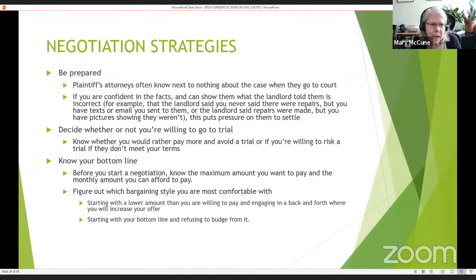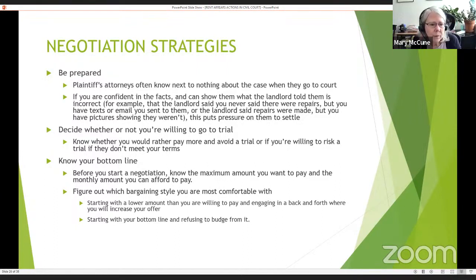They count on the fact that most tenants can't find a lawyer to represent them in these cases, and that they can just bulldoze people because they know the court procedures better. So if you show them that you know your rights and that you're not going to let them roll over you, a lot of times that makes settlement much more likely to happen.